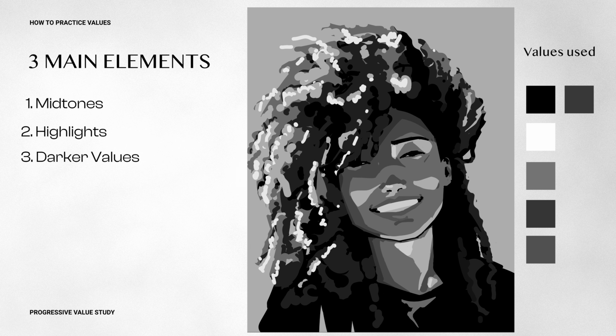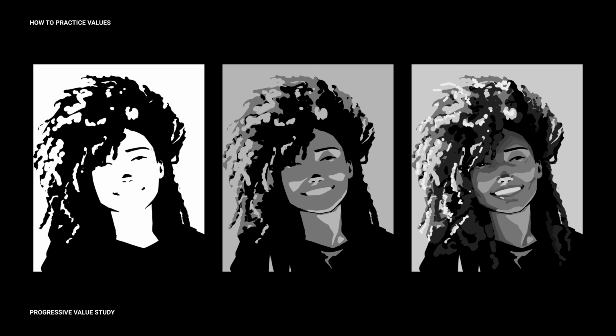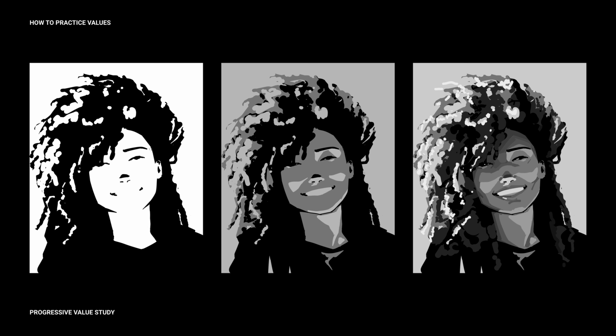You may be wondering, how can you tell if you did well? One technique I use is zoom out the painting like this, and if I can still recognize the overall composition, then that means I did well. And there's our progressive value study. And here's the comparison between all three.